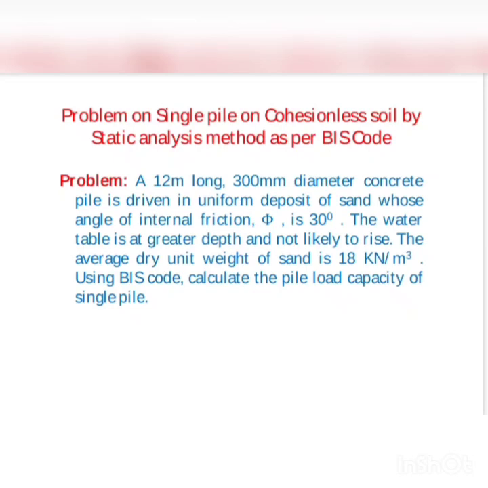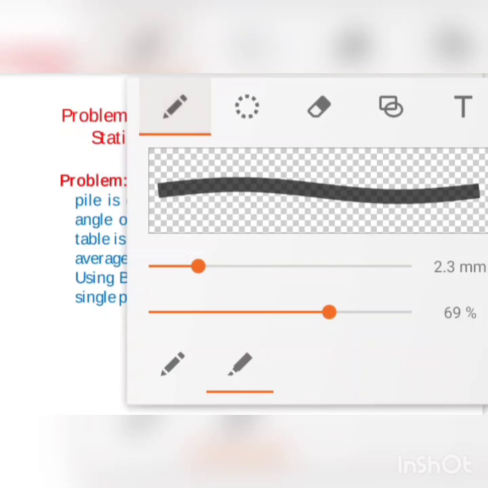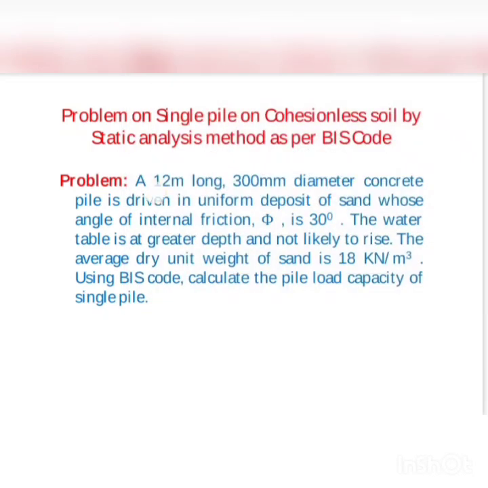Going to the problem, it states that a 12 meter long 300 millimeter diameter concrete pile is driven in uniform deposit of sand whose angle of internal friction phi is 30 degree. So the length of the pile is given, the diameter of the pile is given, and it is told that the concrete pile is driven in uniform deposit of sand. That means it is a concrete pile and it is a driven pile.